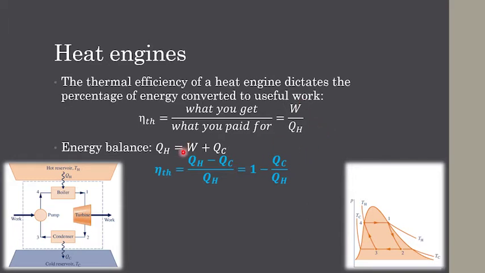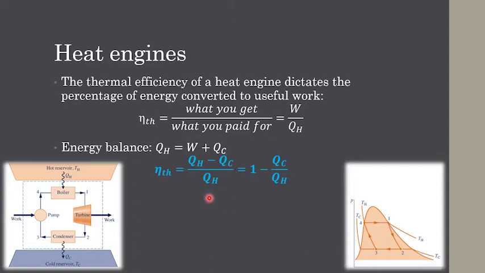If we apply the energy balance, that's energy coming in, that is Q sub H, is equal to the total energy coming out, that is work plus Q sub C, or the heat rejected to the cold reservoir, we can substitute this into our thermal efficiency equation, and we have the following. We have Q sub H minus Q sub C all over Q sub H.